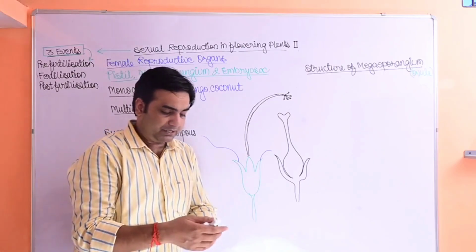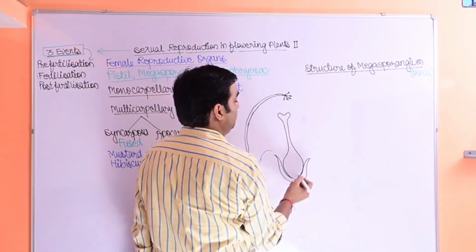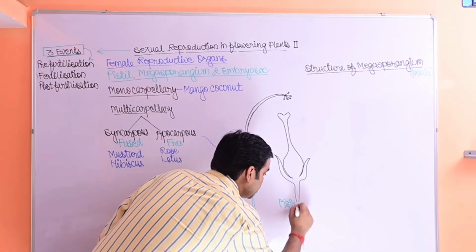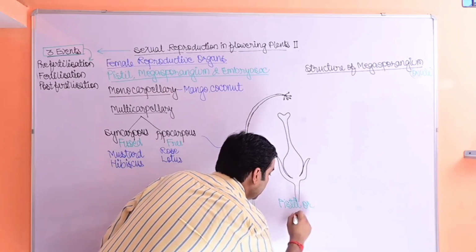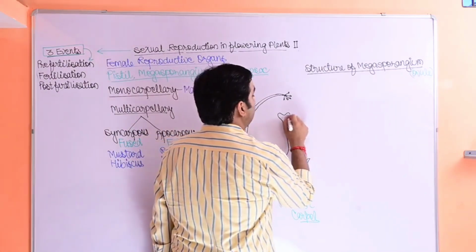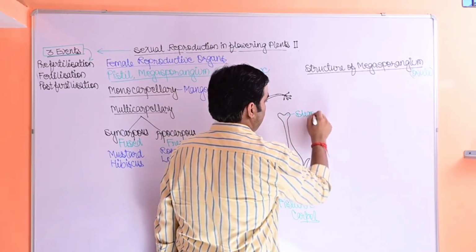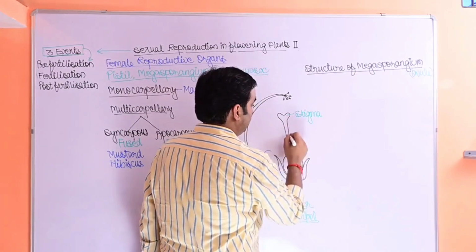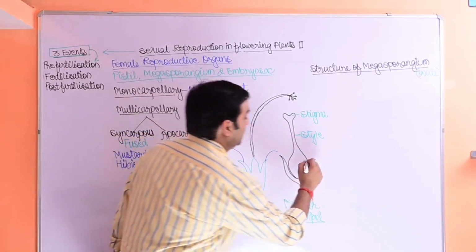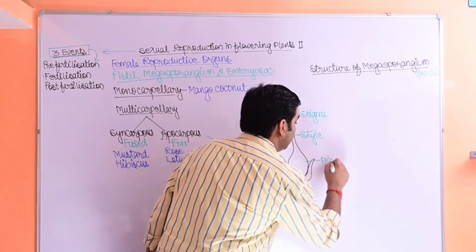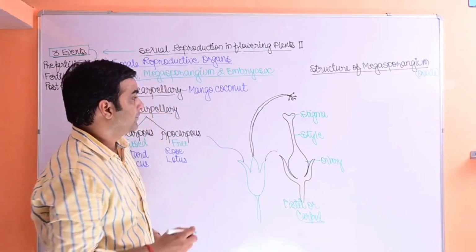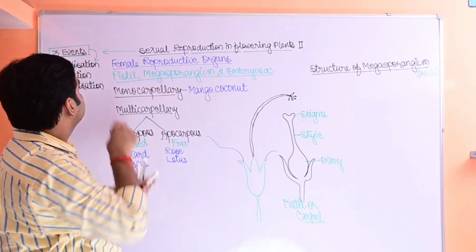And there are three parts in this female reproductive part, which is called pistil. This is a pistil, or this is also called carpel. So this pistil is made up of stigma. The cylindrical structure is called style, and the broader structure at the base of the flower is called ovary. So these are the three parts of a pistil or carpel.